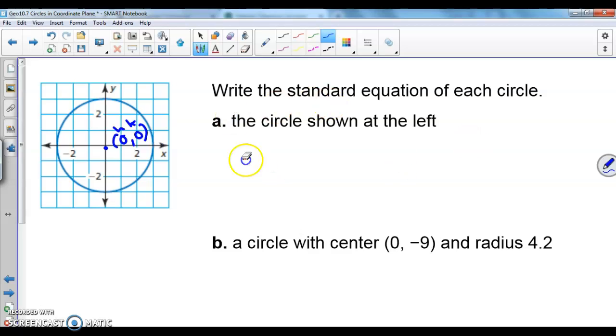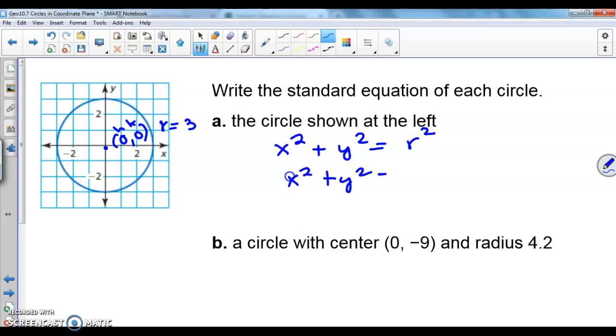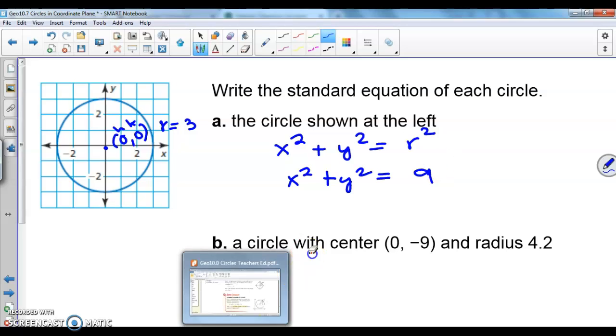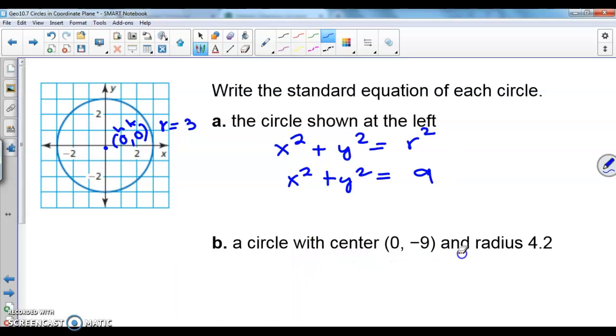So to write down the equation, oh, I forgot to put r equals 3. So the equation is x squared plus y squared is equal to r squared, right? Because it's centered at 0, 0. So x squared plus y squared, substitute the value of r, which is 3, and then you square 3, you will get 9.